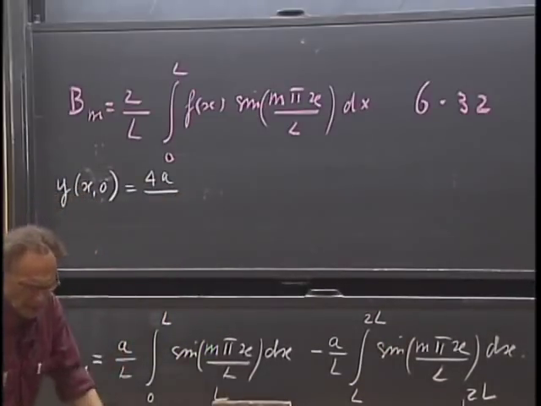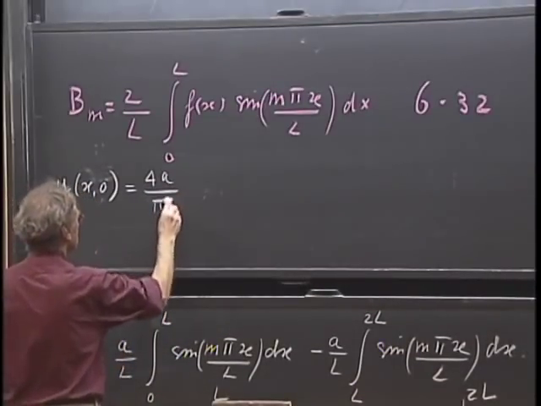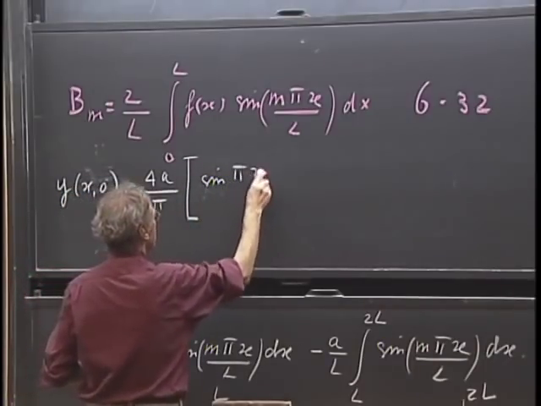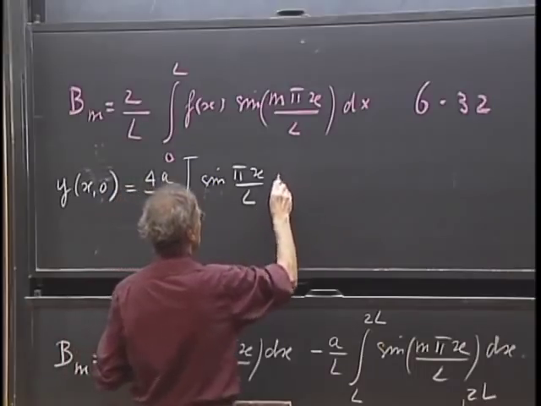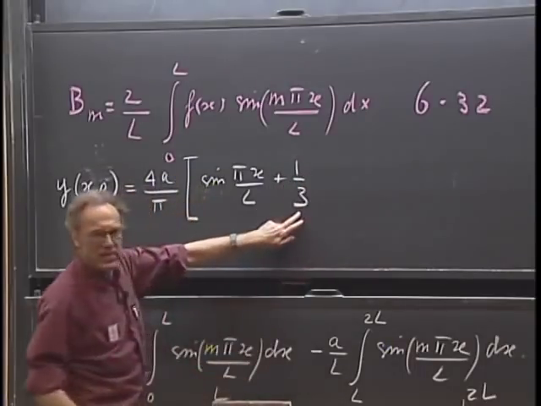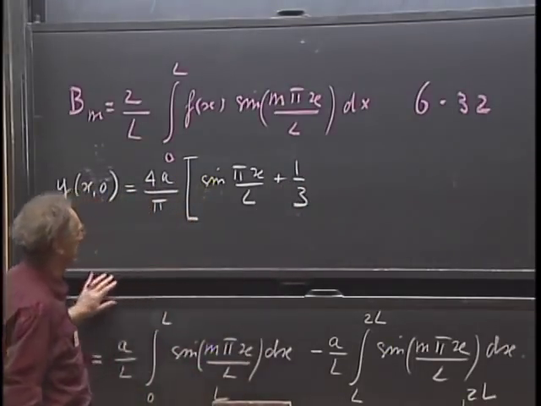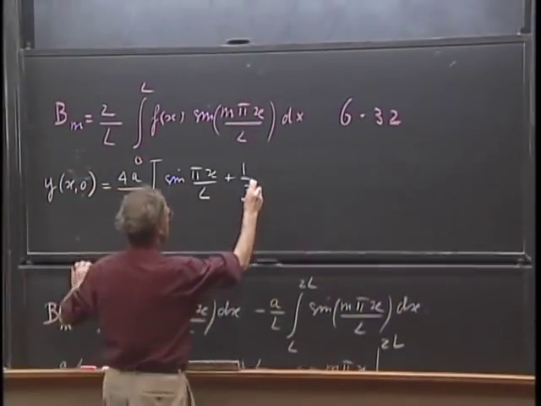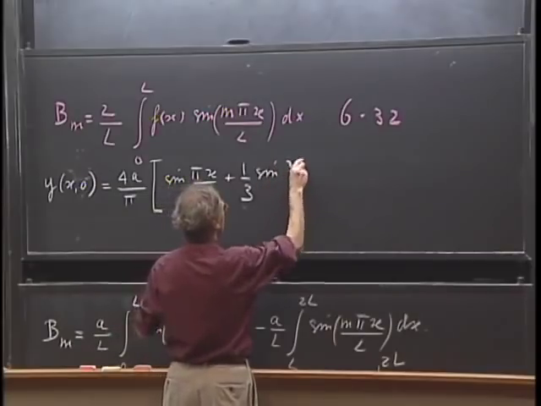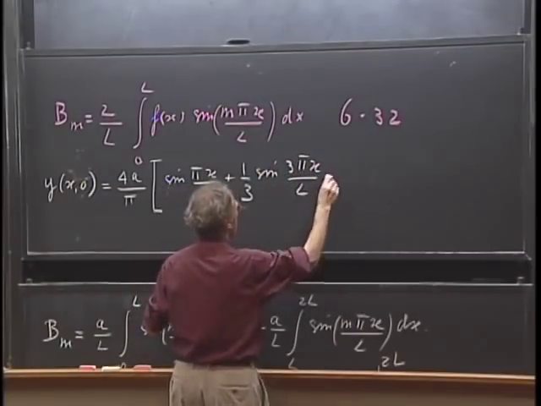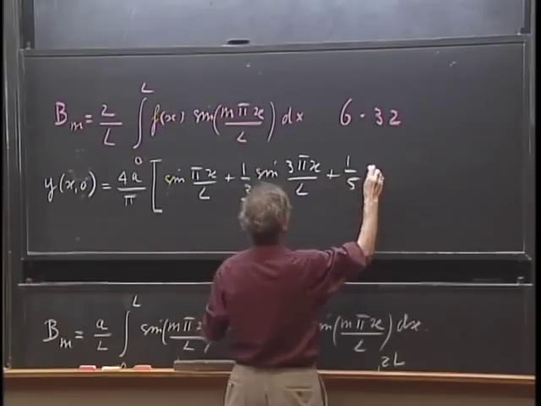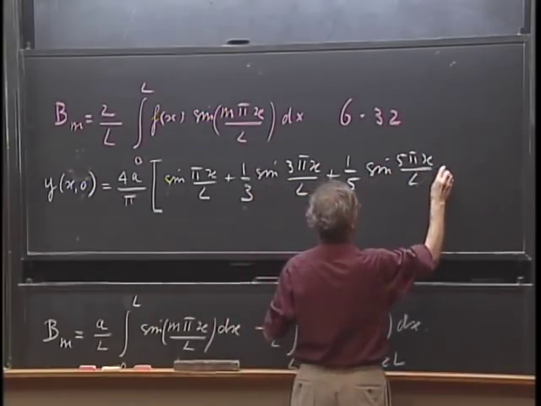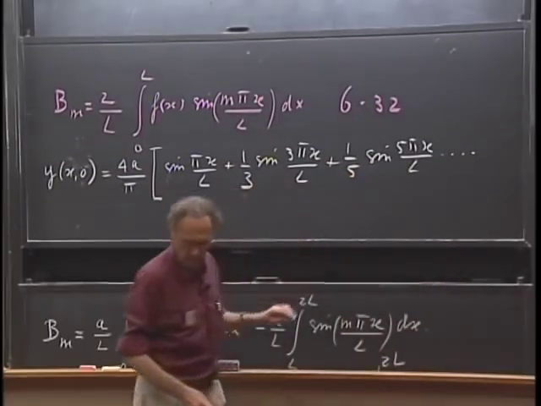I could write it down as simply 4a over pi. And then I get here the sine of pi x divided by L, plus 1/3, that is that m equals 3, which is 3 times lower because you have an m of 3 here, times the sine of 3 pi x divided by L, plus 1/5, and then you get the sine of 5 pi x divided by L, and so on and so on.